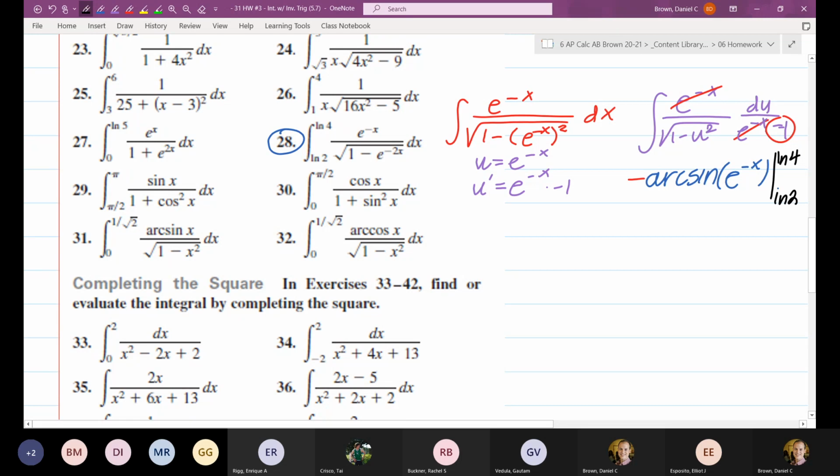Questions from really anyone up until that step? All right, and then evaluating it, so I have the negative arcsine of e to the negative natural log of 4 minus a negative arcsine, so it's going to become a plus sign, of e to the negative natural log of 2. And that's probably as far as many of you do it. If you just had to plug in the top minus the bottom, like if this was my quiz, you could leave your answer like this. Would this be a multiple choice option on the AP exam?